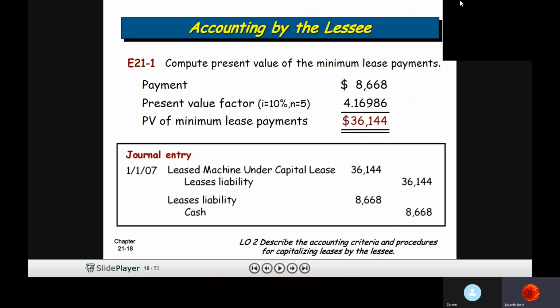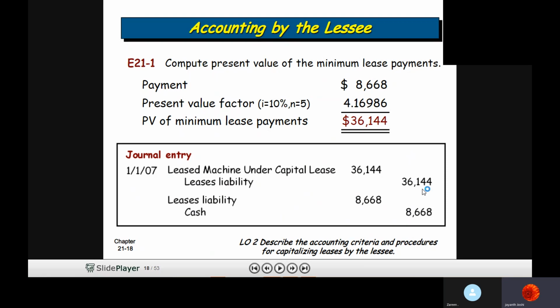Okay, then we'll compute the present value of lease payments. The payment is this. The annuity factor is this, for 5 years, 10%. This is the PV of minimum lease payments. We will not compare this with the fair market value because we don't have it. So we will capitalize the asset at this. This is the asset, and again lease liabilities for 36,144.